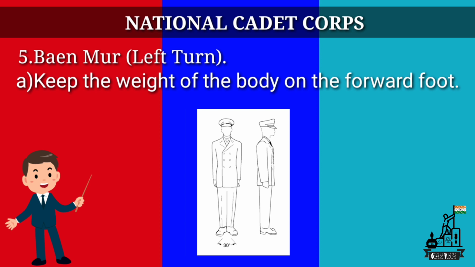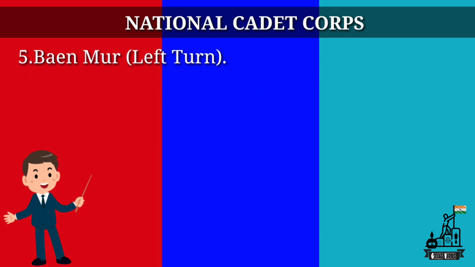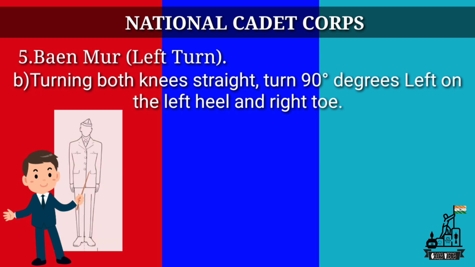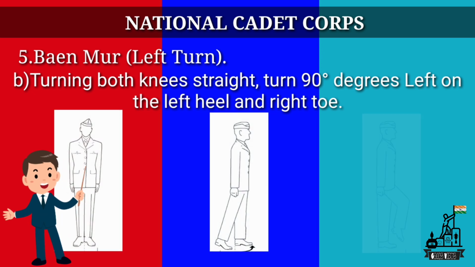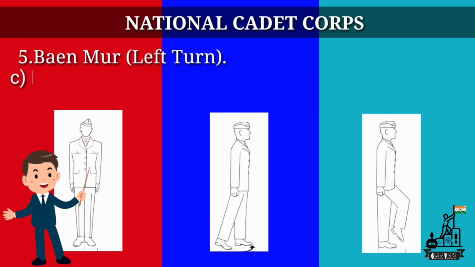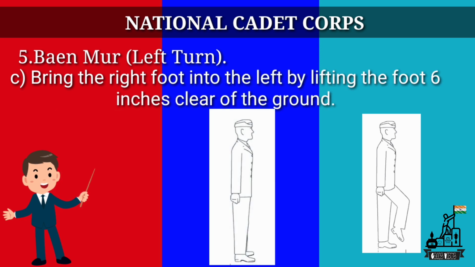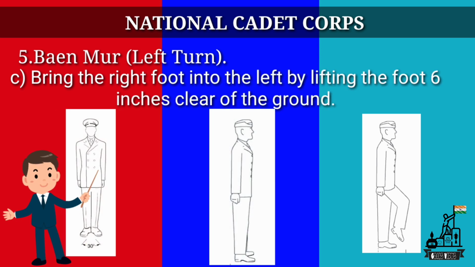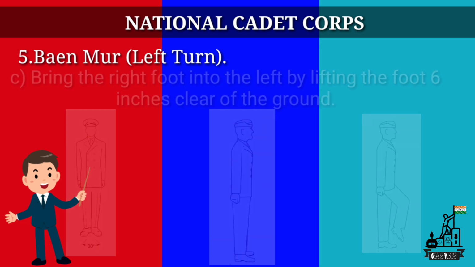And coming to the fifth one, we have Baya Mode, that is left turn. Keep the weight of the body on the forward foot and turn both knees straight. Turn 90 degrees left on the left heel and right toe and bring the right foot into the left by lifting the foot 6 inches clear of the ground.